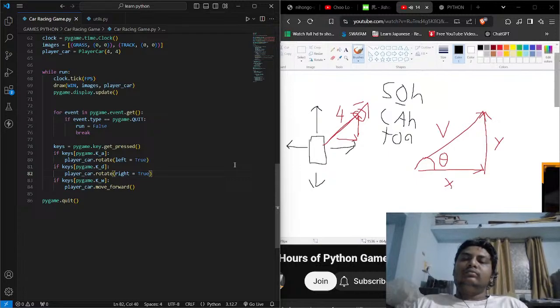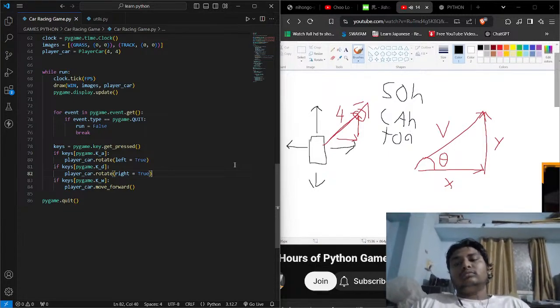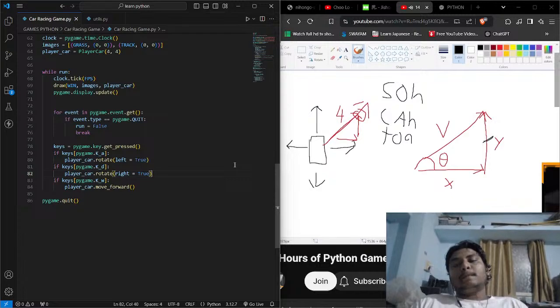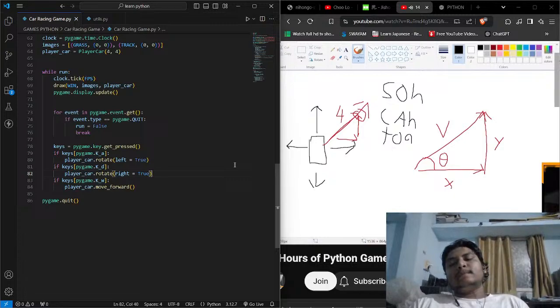Now, O stands for opposite. This is relative to the angle that you're talking about. So if I'm talking about this angle right here, the opposite side is Y. So O, H, A, those are all sides, okay? That's side lengths is what I'm talking about. And S stands for sine, C stands for cosine, and T stands for tangent.